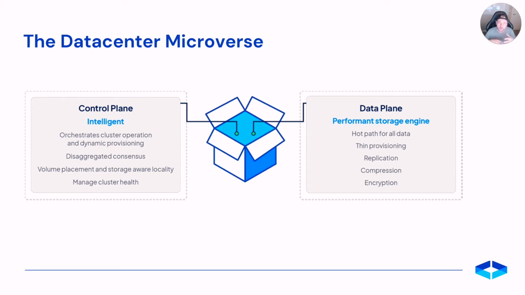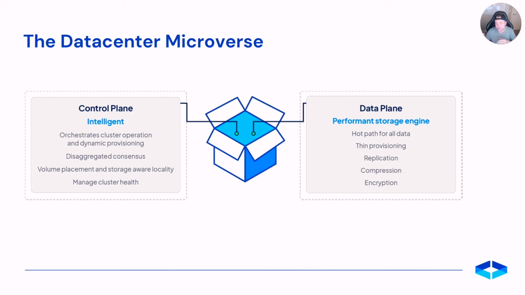We have two distinct planes. First, there is the control plane, which is the brain of the solution, and then the data plane, which delivers the low-level data feature set. The control plane is responsible for managing the OnDat cluster state, implementing a consensus protocol, deciding on volume placement, and for this it also extends the original Kubernetes scheduler.